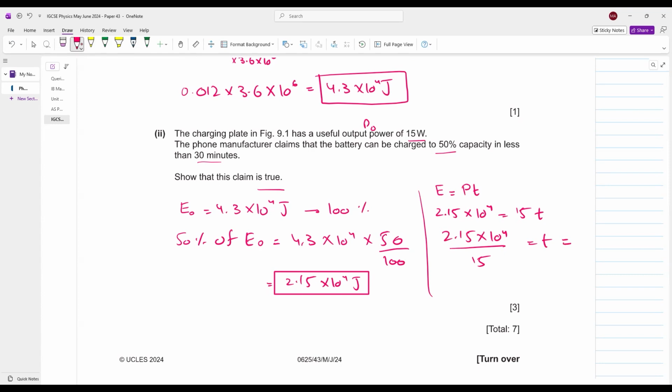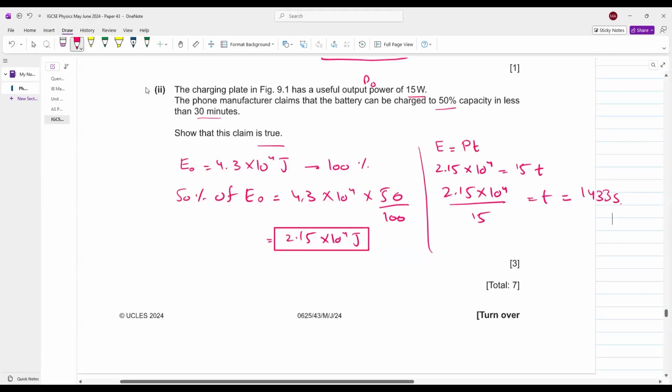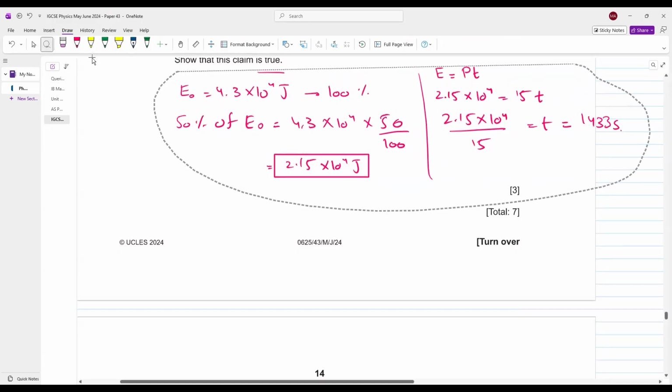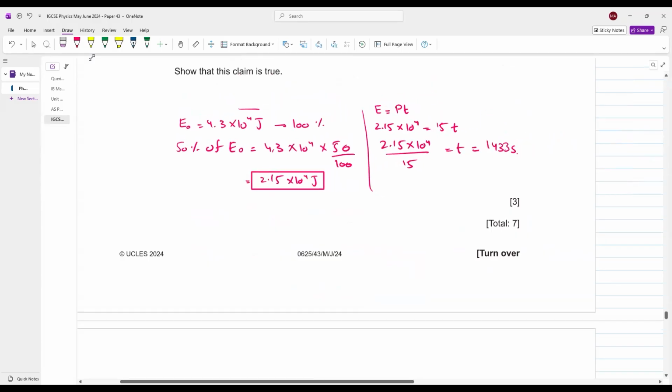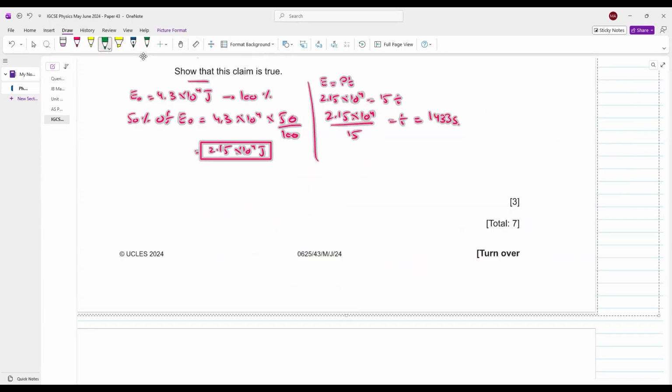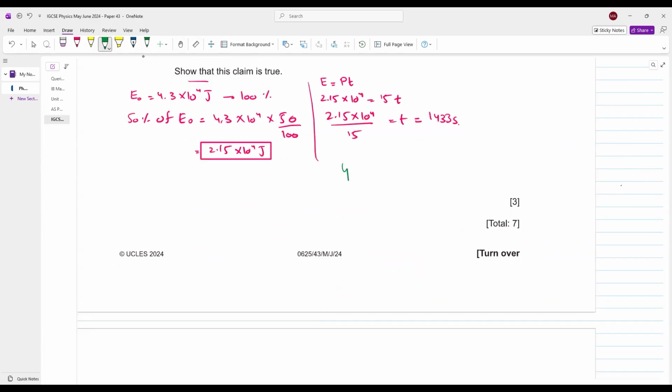Can you calculate time? Yep, 2.15 × 10^4 divided by 15. Time comes out to be 1433 seconds. Let's convert these seconds into minutes. Where should we do the conversion? Okay, let's do one thing. Let's make this a little small. Now, how will you convert this? You will say 1433 divided by 60. How many minutes is this?